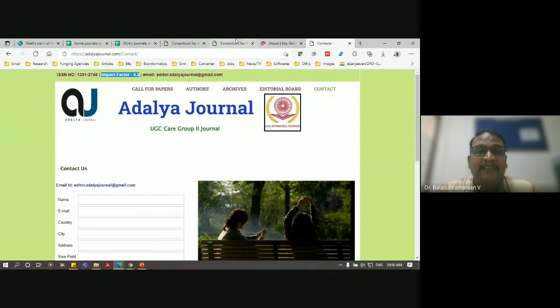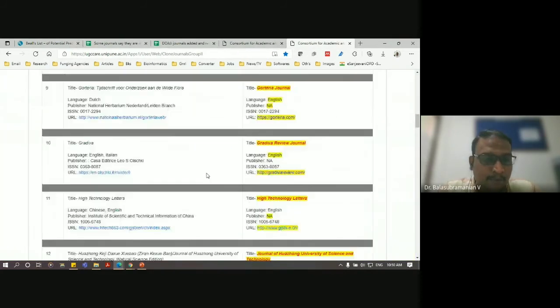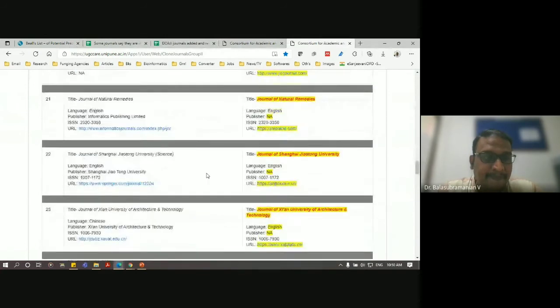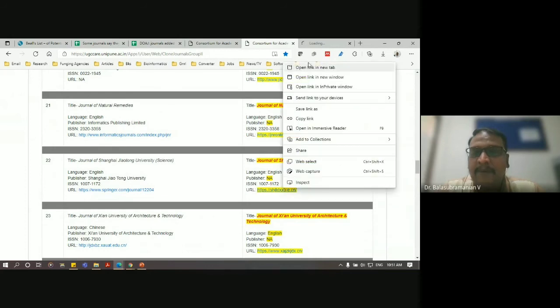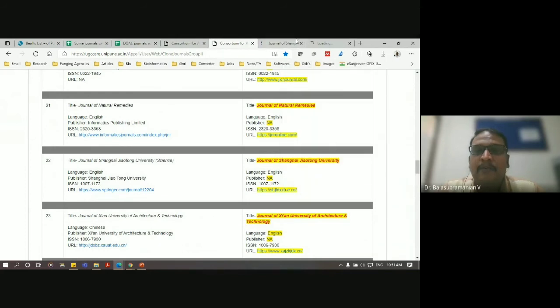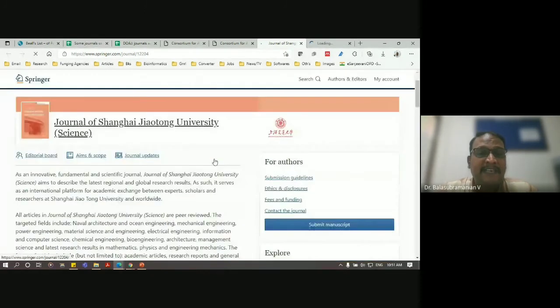Now you understand. Then I will show you another example in a science journal. Right here, another journal which is listed, Journal of Shanghai. This is a Springer Link journal. It's a Springer publisher, the original and the duplicate. This is the original journal. This is a standard Springer website.